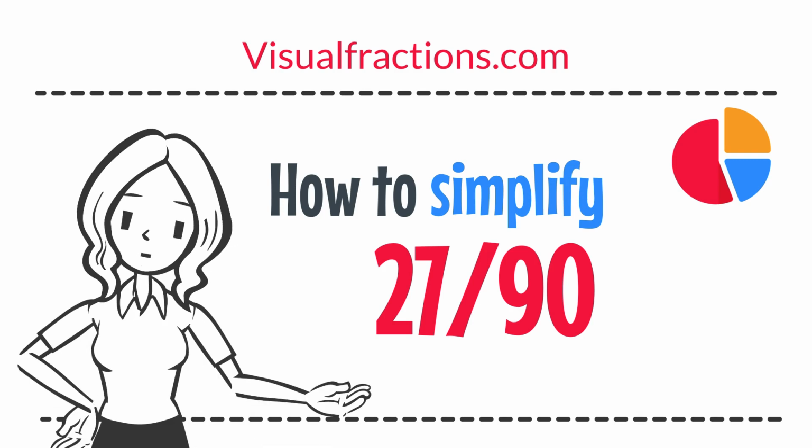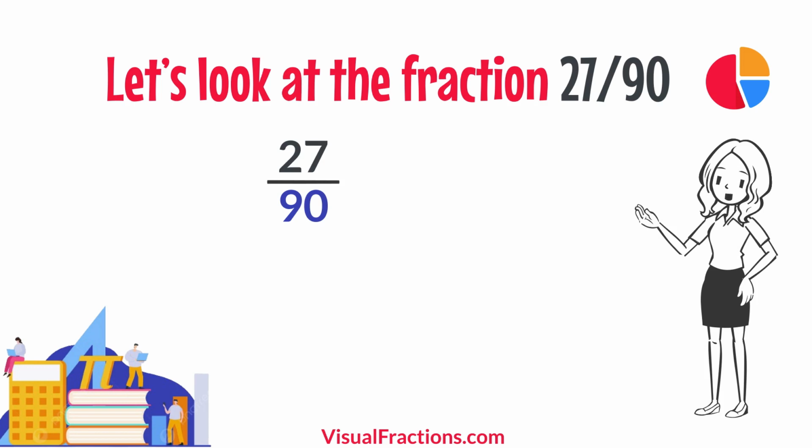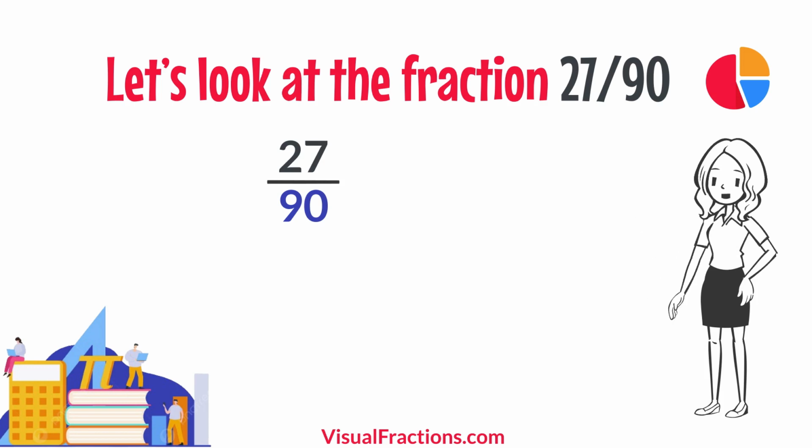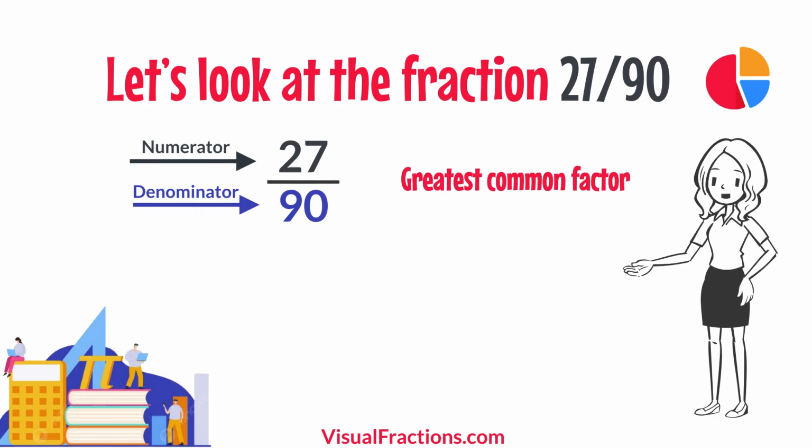Today, we're going to explore how to simplify the fraction 27/90ths to its lowest terms. Let's look at the fraction 27/90ths. To simplify it, we'll divide both the numerator and the denominator by their greatest common factor.